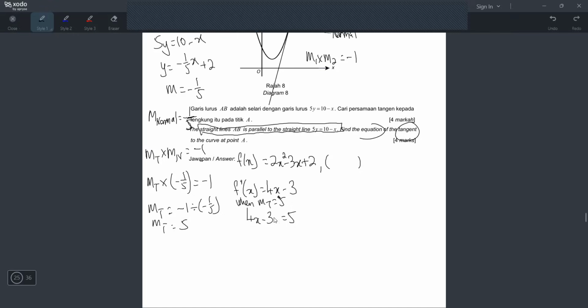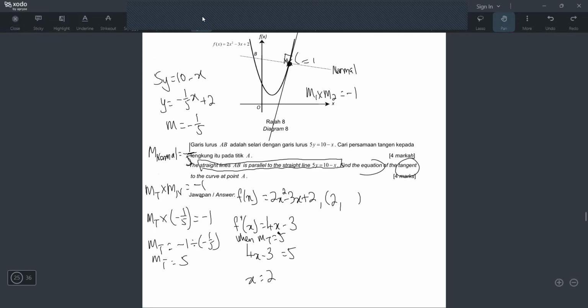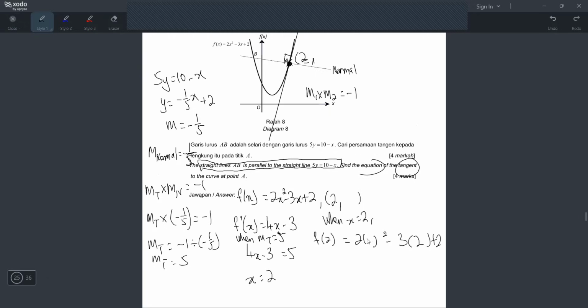And I can find the x coordinate in reverse. I can find x back. So the x will be 2. 5 plus 3 is 8. 8 divided 4 is 2. So the x coordinate for A is 2. Then what about the y coordinate? Well, just substitute back into the original equation. So when x equals 2, f(2) equals 2x squared minus 3x plus 2. Substitute 2 here, 2 here, and then press calculator. 4 times 2, 8. 8 minus 6, 2. 2 plus 2, 4. So the point A is (2, 4).